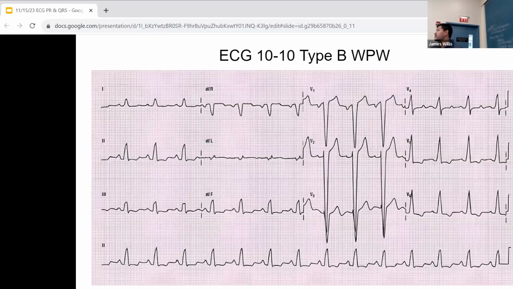Why isn't there a left axis? The aVL is so small.